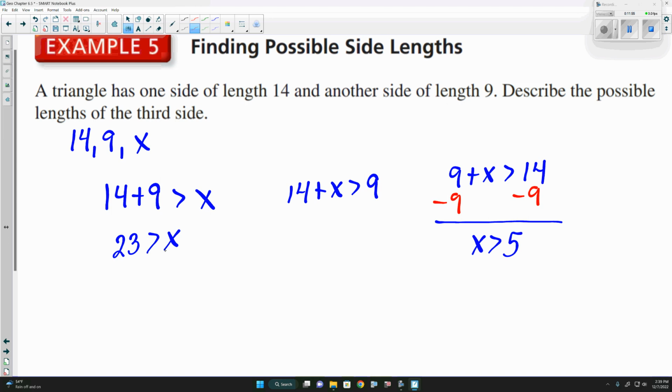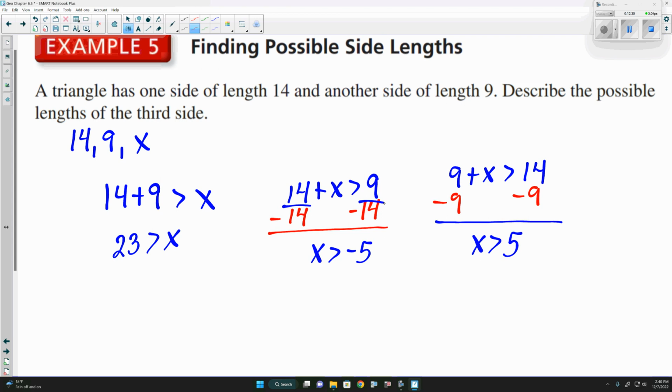Let's look at the middle one. So here I need to subtract 14 from both sides. That tells us x is greater than -5. Well, yes, that's true, isn't it? Because if it's a side length of a triangle, a length has to be positive, so it has to be greater than that, yes? But is 14 greater than 9? Yeah, 14 is greater than 9.